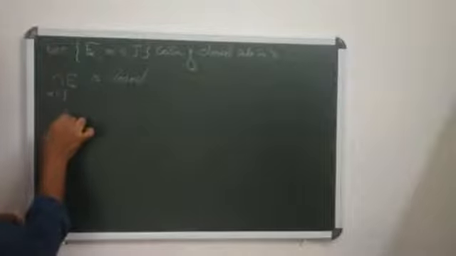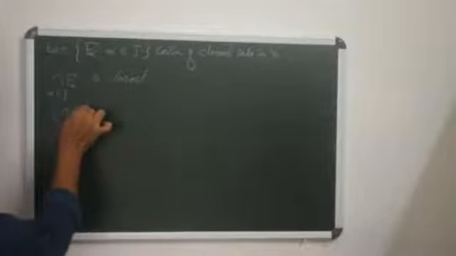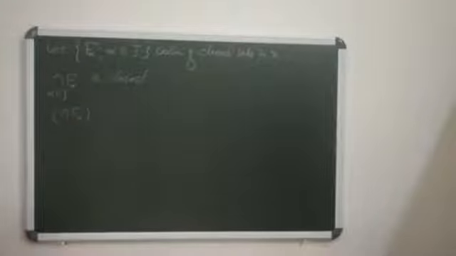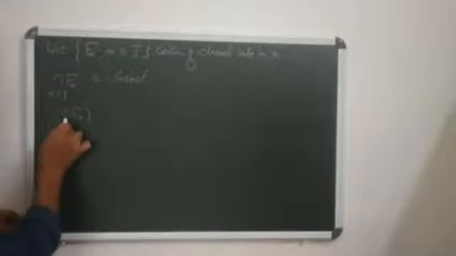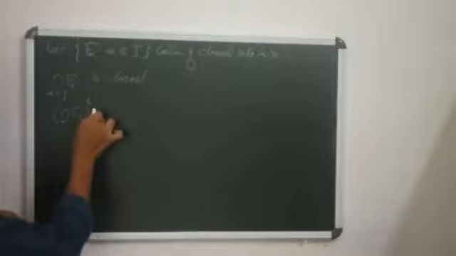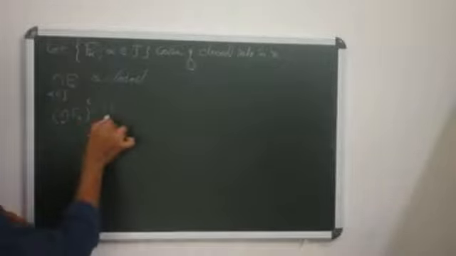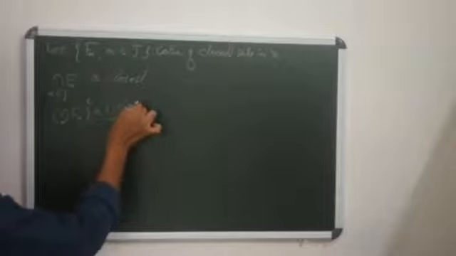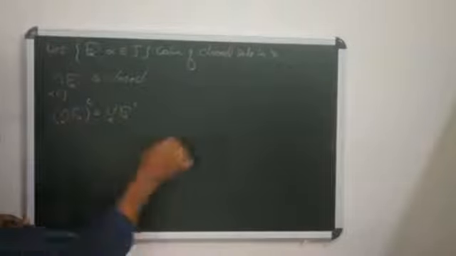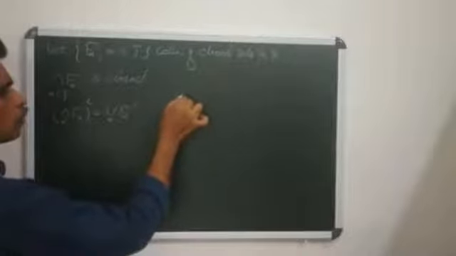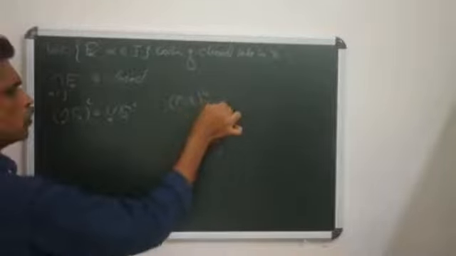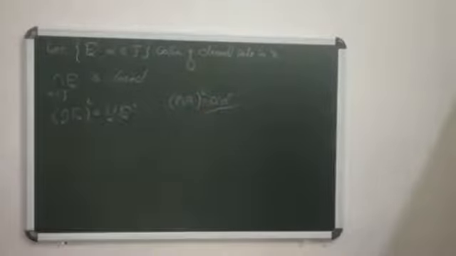So what about the complement of the intersection of F alpha? To prove A is closed, it is enough to show that its complement is open. Why? Because we have a result: A is open if and only if A complement is closed, or A is closed if and only if A complement is open. So the complement of the intersection over alpha of F alpha equals the union with respect to alpha of F alpha complement. Why? Because we know that the complement of an intersection equals the union of the complements for any sets.